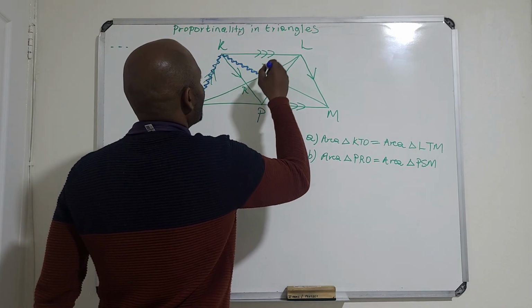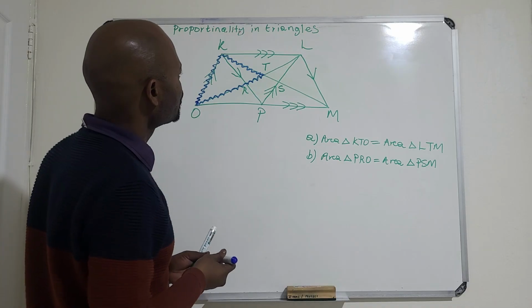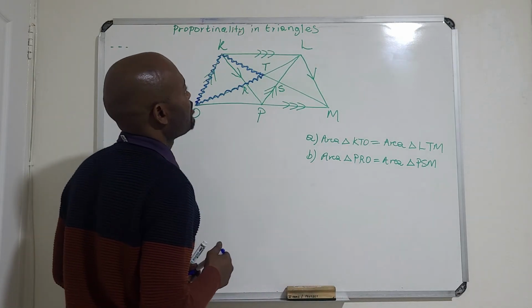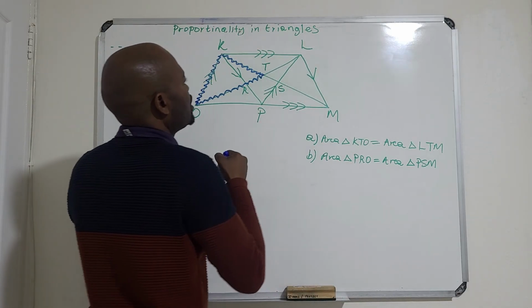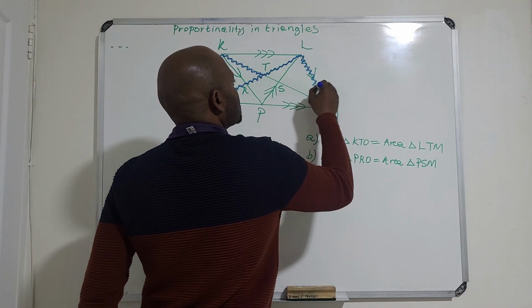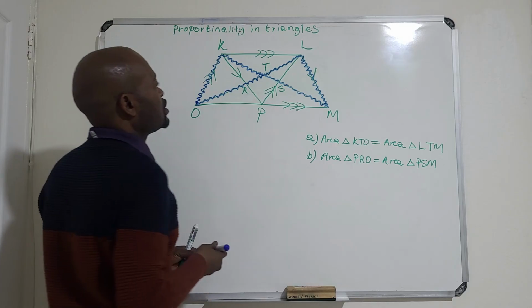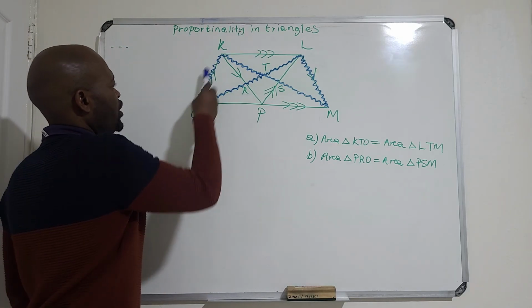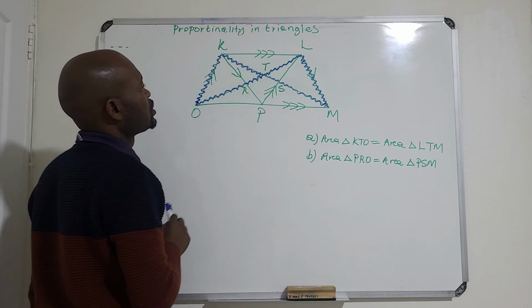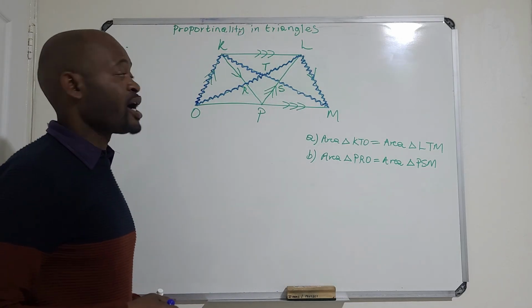This triangle here, KT. We are told to show that this triangle is equal to triangle LTM. So we are told to show that this triangle is equal to also this triangle, which I'm highlighting there. We are told to prove that the area of triangle KTO is equal to the area of this triangle. We are told to prove that.